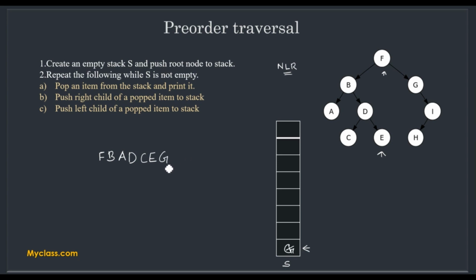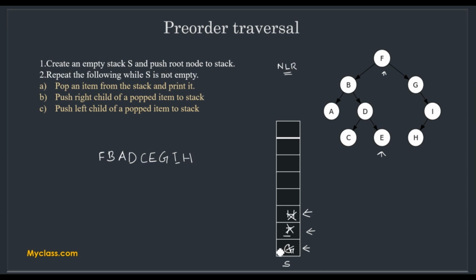When we are popping G, we want to push the right child of G, I, and the left child, but there is no left child. So again repeating, we are popping I and printing I. When we are doing that, we want to push the right child first, then the left child, but there is no right child of I. Then we want to push H here. So again we are repeating the same step. We want to pop and print H.